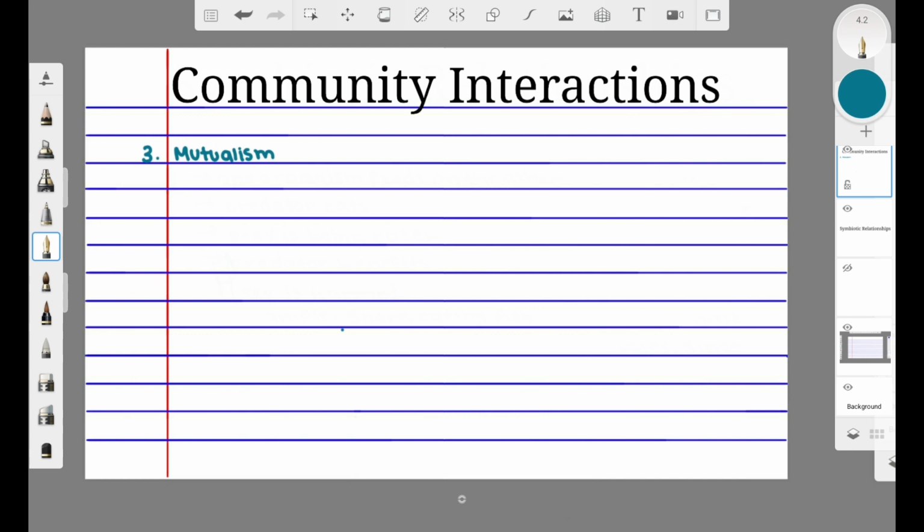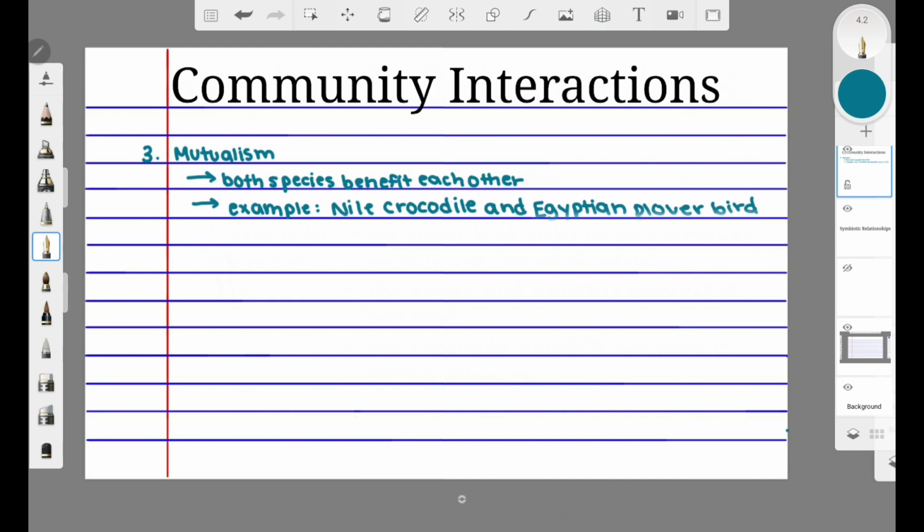These are basically relationships in which two species are living closely together. The first symbiotic relationship we're going to be talking about is called mutualism. In mutualism, both species are benefiting from this relationship. And you can also tell from the word mutual in mutualism that it is a mutual relationship. So that means that both species are going to get something out of this relationship. They're benefiting each other.